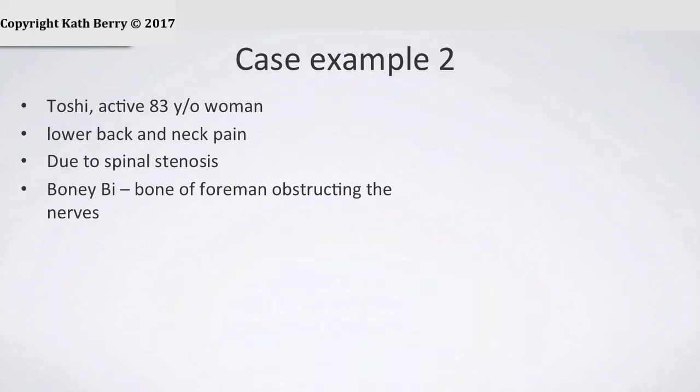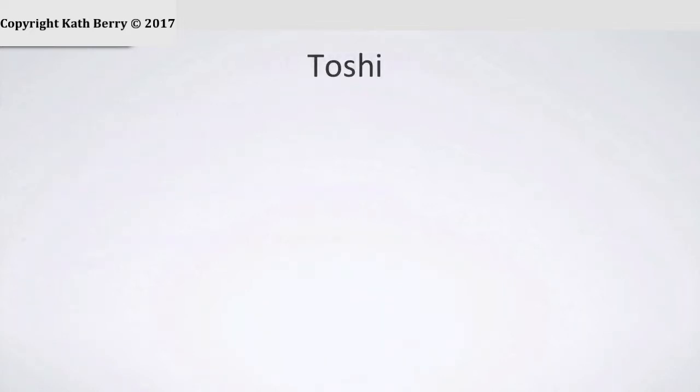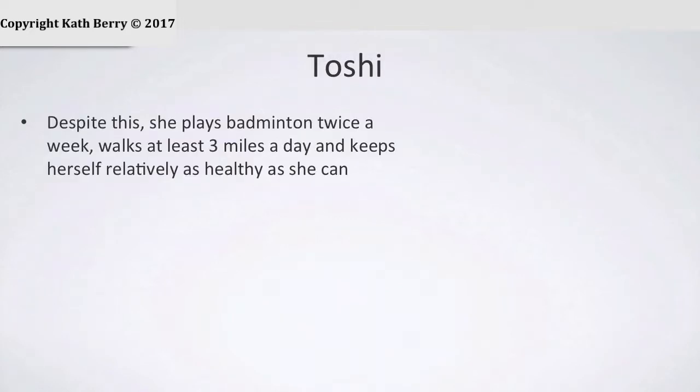Spinal stenosis, by definition, is a bony Bi. We've got the bone, the actual bone of the foramen, obstructing the nerves. She is barely 5 foot tall. She has a severe kyphosis, but she plays badminton twice a week. She walks every day, 3 miles.